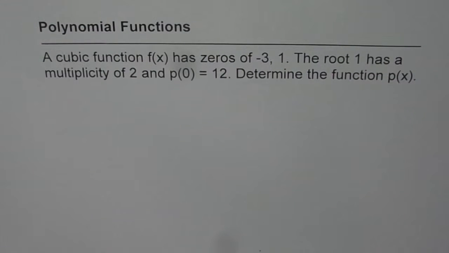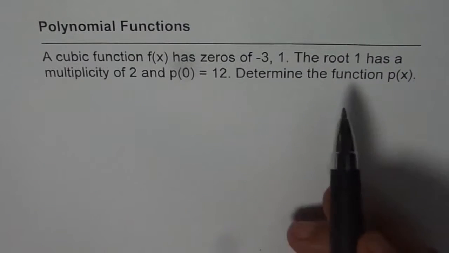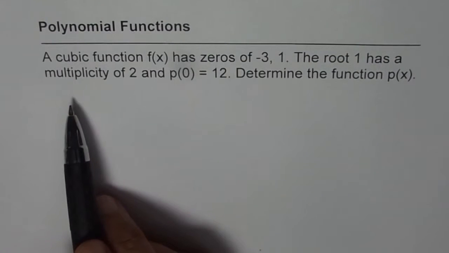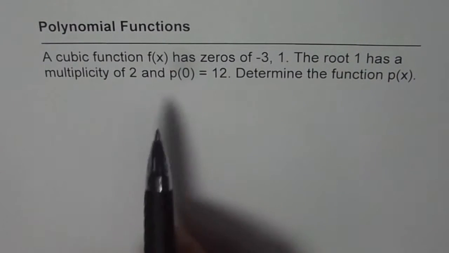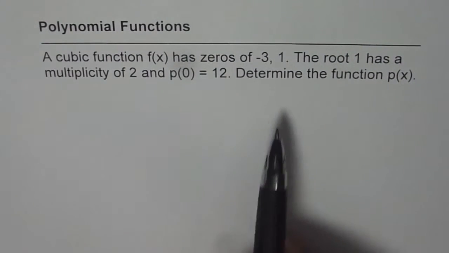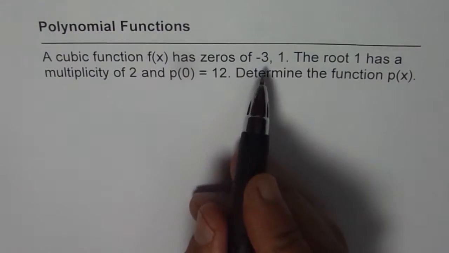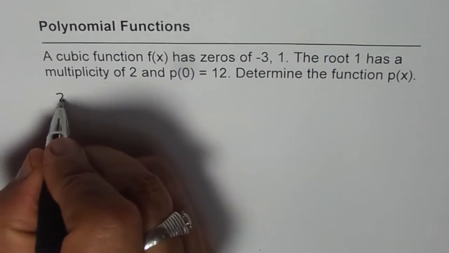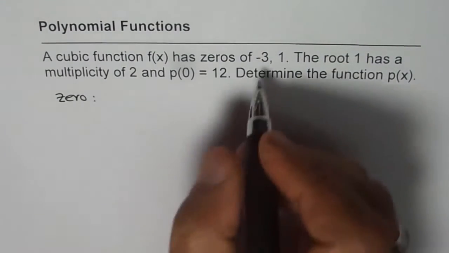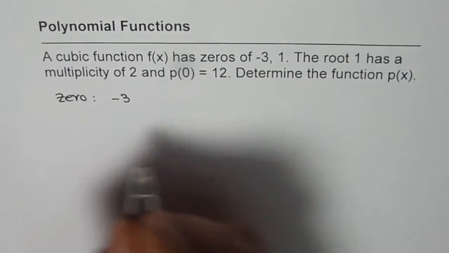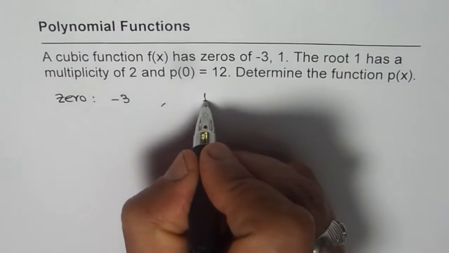Polynomial functions. A cubic function f of x has zeros of minus 3 and 1. The root 1 has a multiplicity of 2, and p of 0 equals 12. Determine the function p of x. So what we are given here is two zeros. First zero is at minus 3, and then we have another zero at 1.